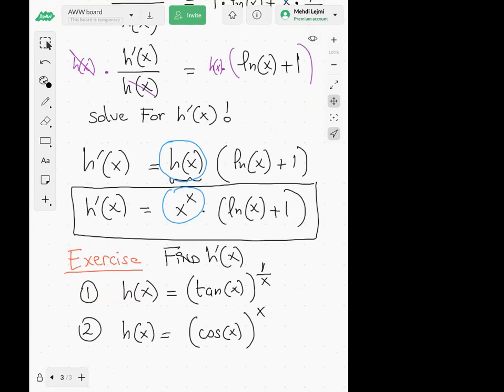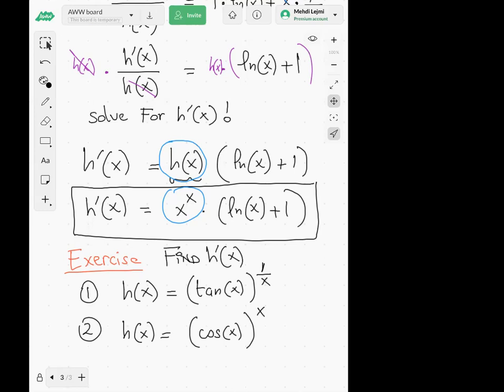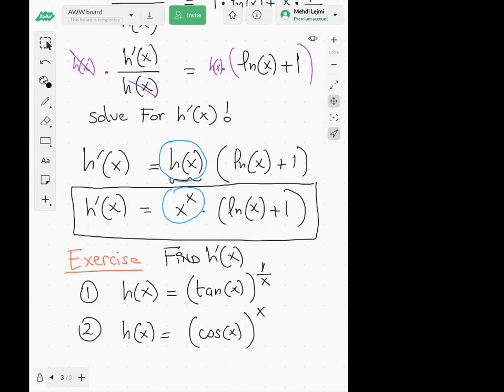Professor, I have tangent of x to the power 1 over x times, I'm sorry, minus tangent x to the power 1 over x times ln, you open the parenthesis, tangent of x plus secant square of x times cotangent of x times 1 over x.